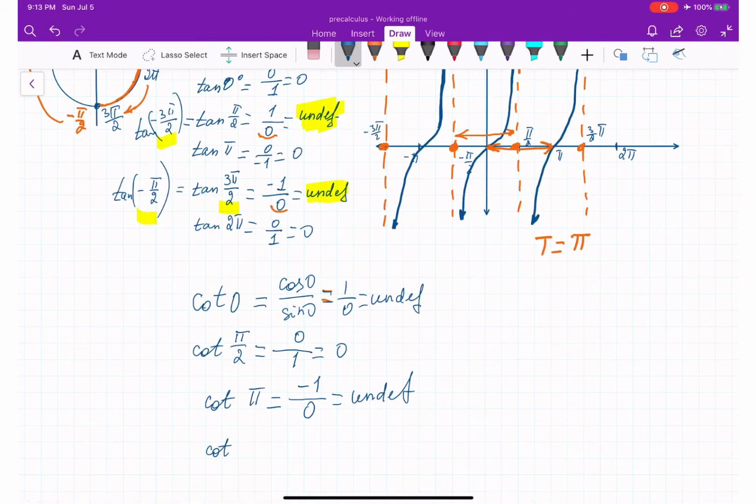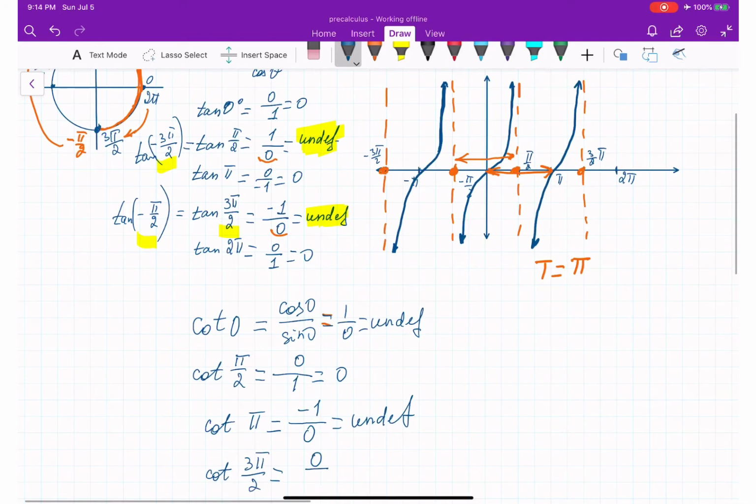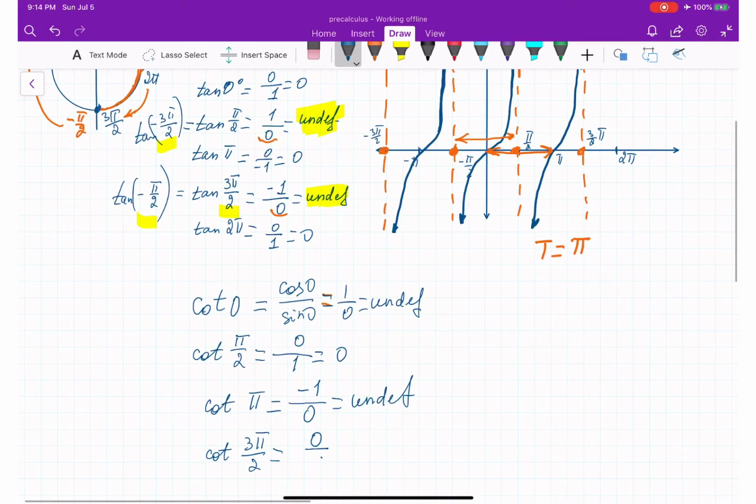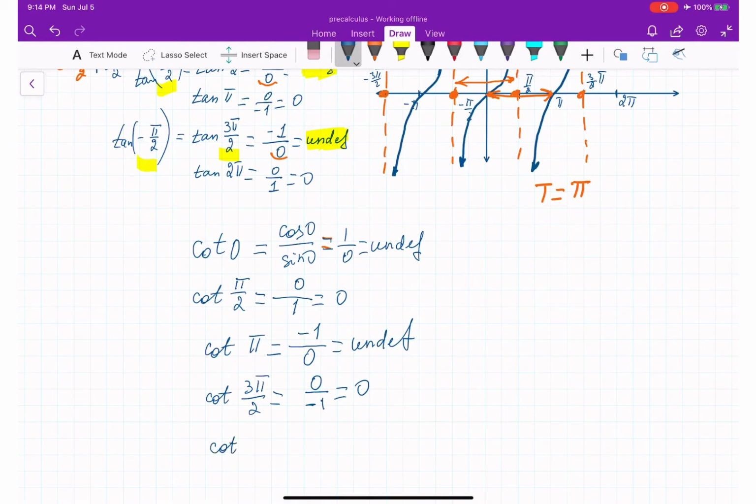Cotangent 3 pi over 2, or negative half a pi. At this point cosine is 0 and sine is going to be negative 1, so we get 0. And cotangent 2 pi, guess how much it's going to be? Of course, it's going to be undefined, because cosine is 1 and sine is 0. So we have undefined here, and we have undefined here.